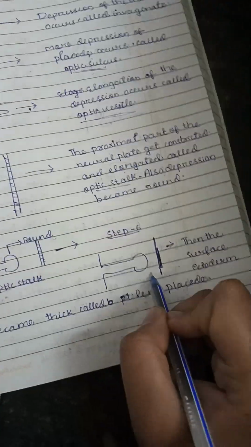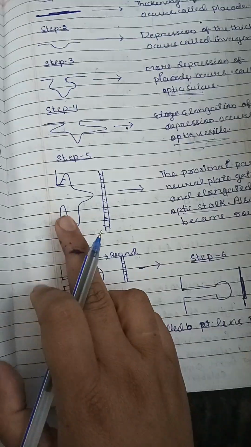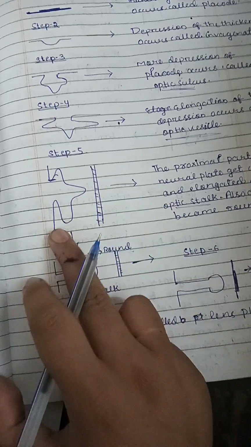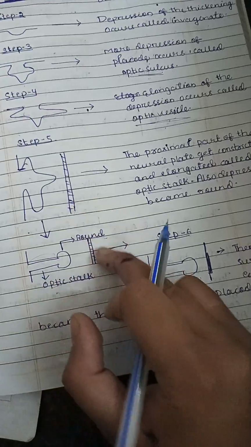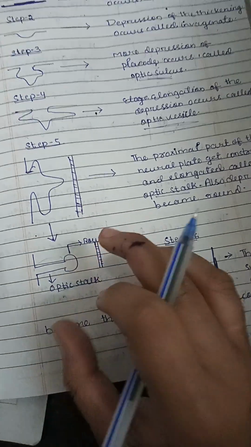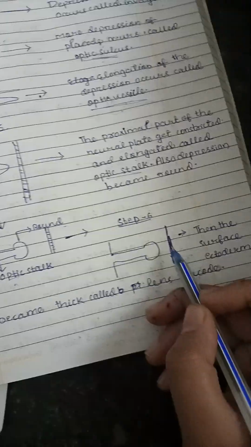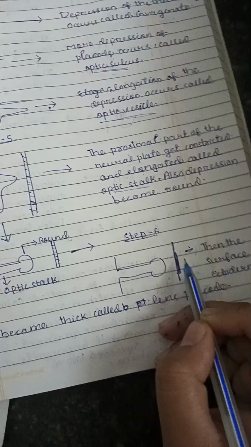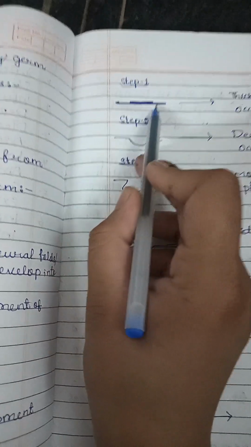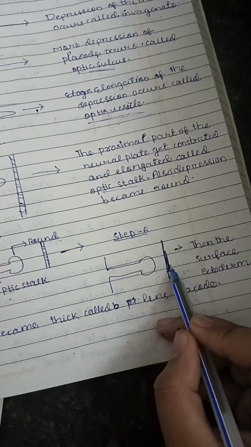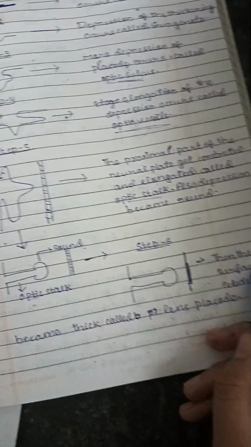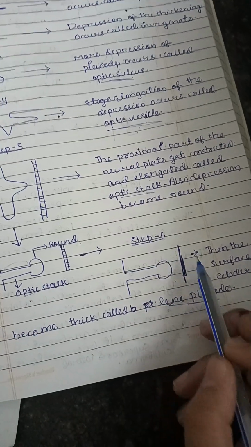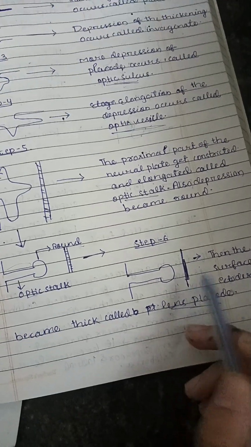Now in step 6, this is the neuroectoderm. As we know, there are two parts of ectoderm: neuroectoderm and surface ectoderm. This is neuroectoderm and this is the surface ectoderm. Then what is the role of surface ectoderm? This surface ectoderm becomes thick. When it becomes thick, it is called lens placode, because through this lens formation occurs.